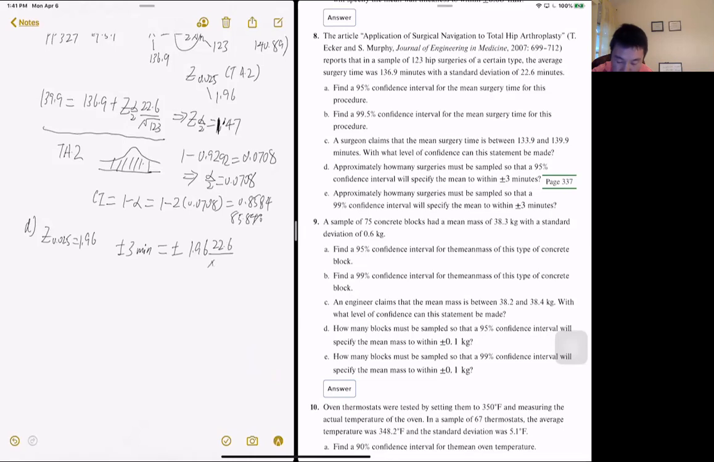Okay, divided by square root of sample size n. Okay, so from there we get n value is around 219, to the nearest integer. So this is part D of question number 8.